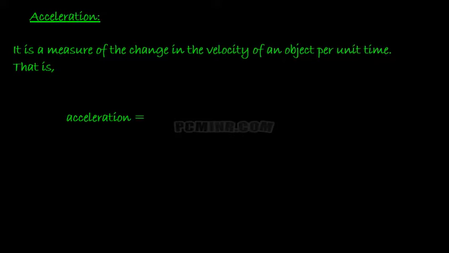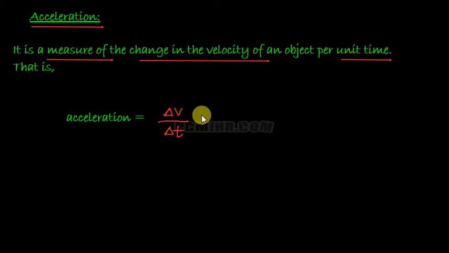And what measures that change in the velocity is called the acceleration. So acceleration is a new quantity we introduce here because now we are talking about the change in velocity and how do we measure that. Acceleration is a measure of the change in the velocity of an object per unit time. So mathematically, acceleration is delta v upon delta t, where delta is generally used for change. That's change in velocity upon change in time, or whatever is the time interval.